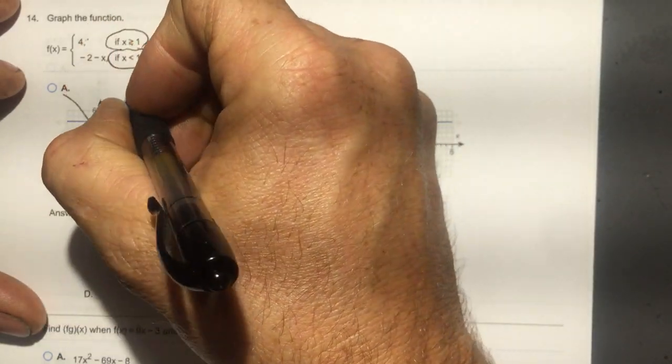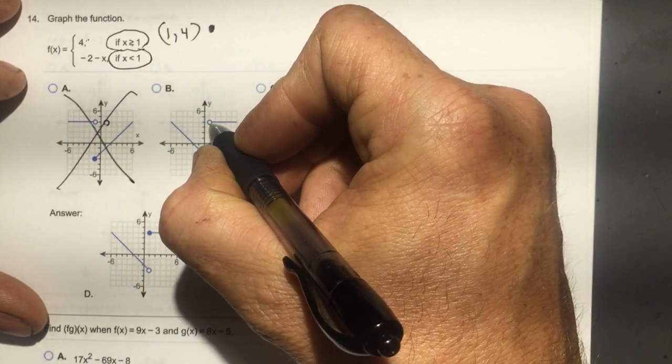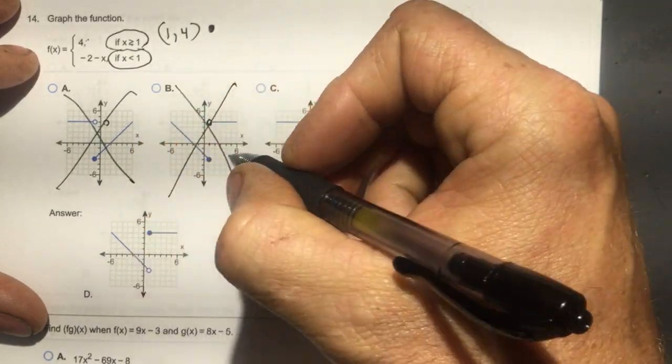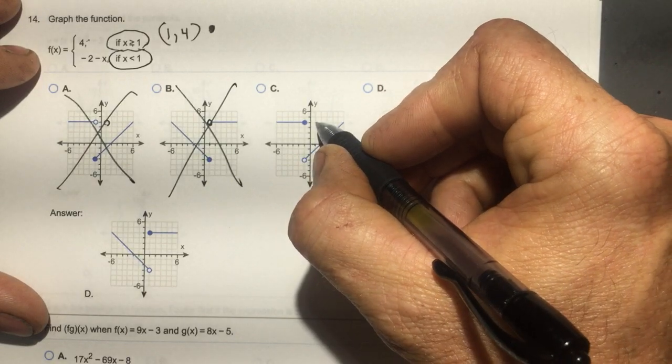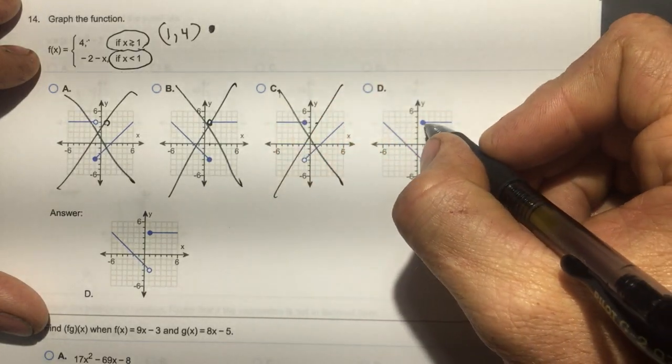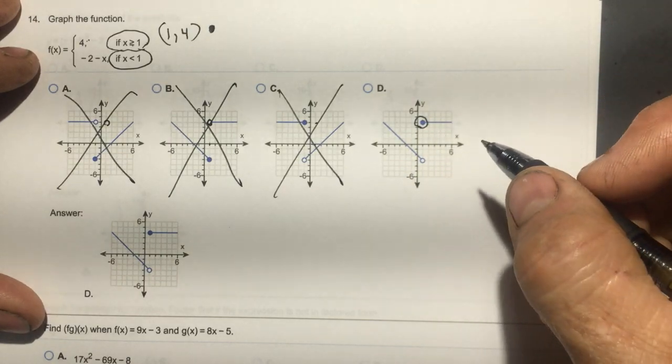It's not even there. That's not it. 1, 4, there it is, but it's not colored in. 1, 4, well, look here. That's going to be plain and simple right there. This has got to be D here.